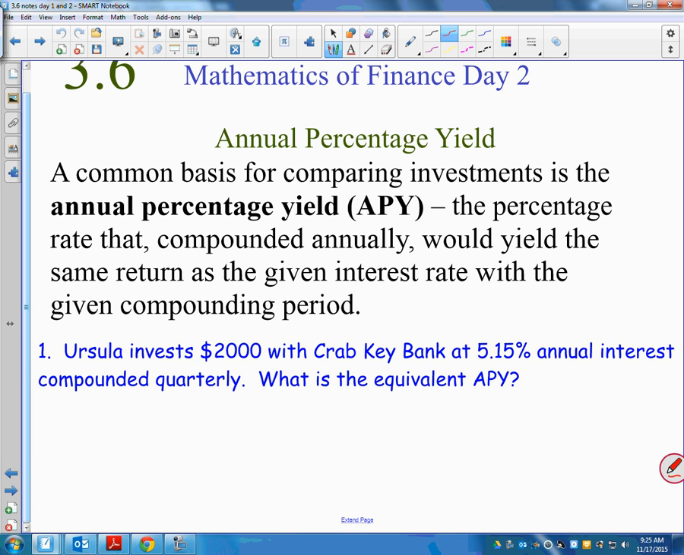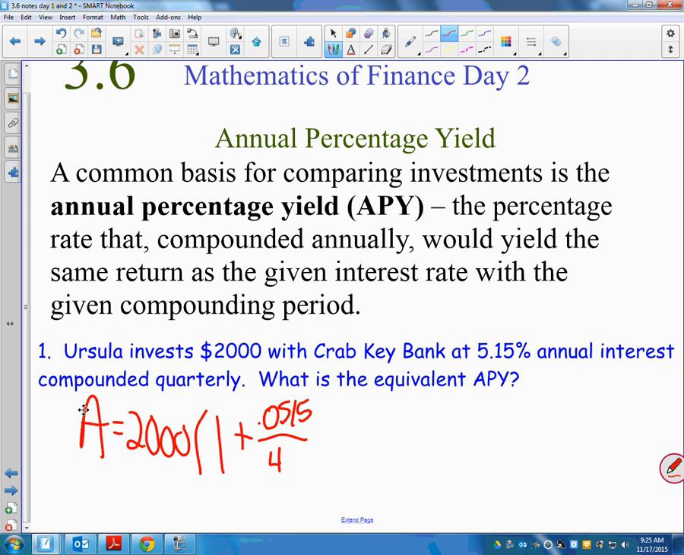So if we know she invests $2,000 at 5.15% compounded quarterly, think about our formula: A equals 2,000 times 1 plus 0.0515 over 4, compounded quarterly, to the 4t power.